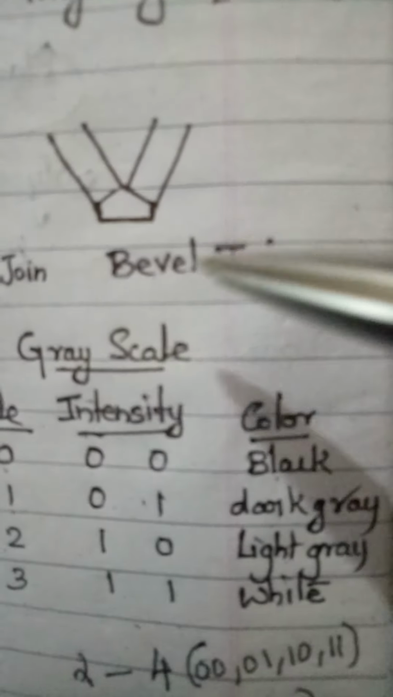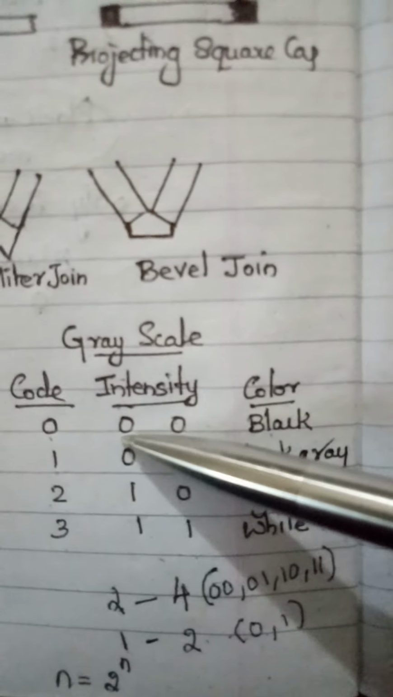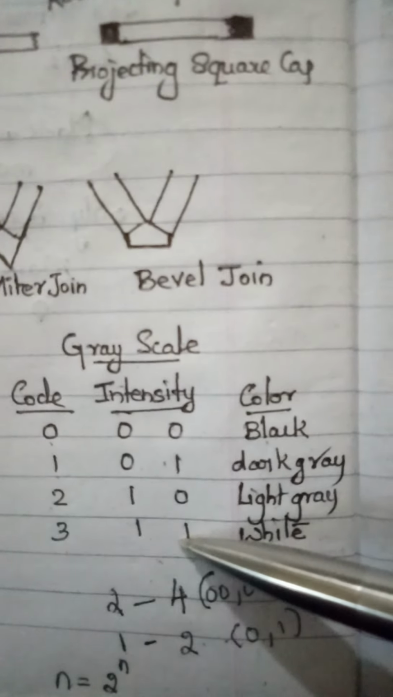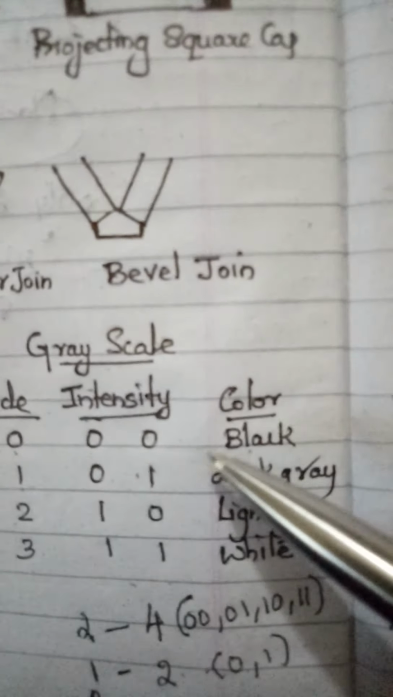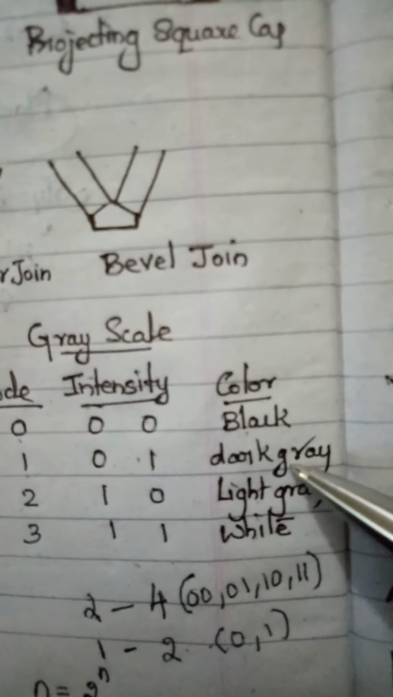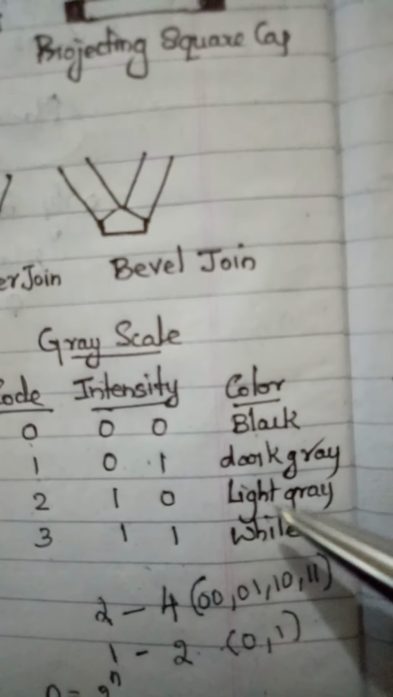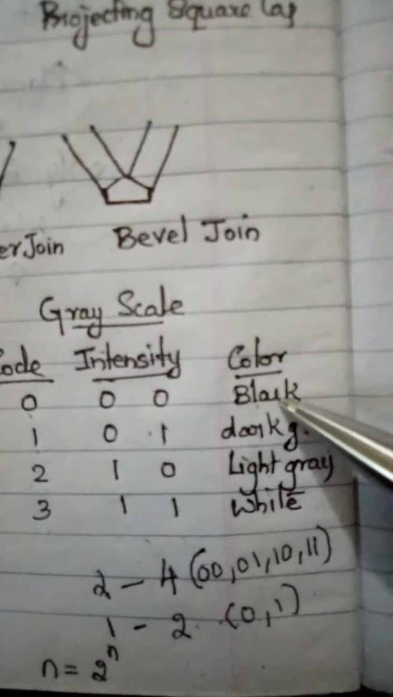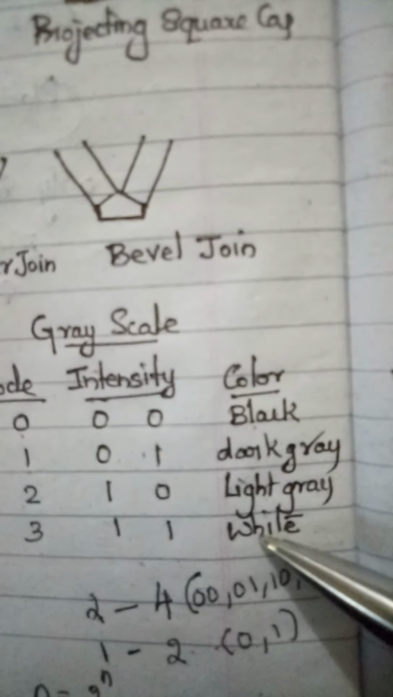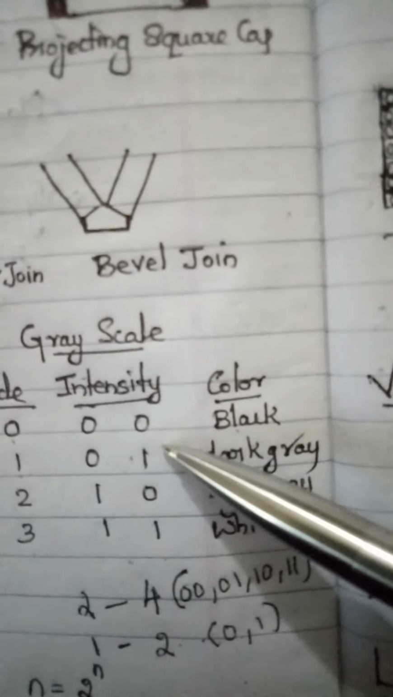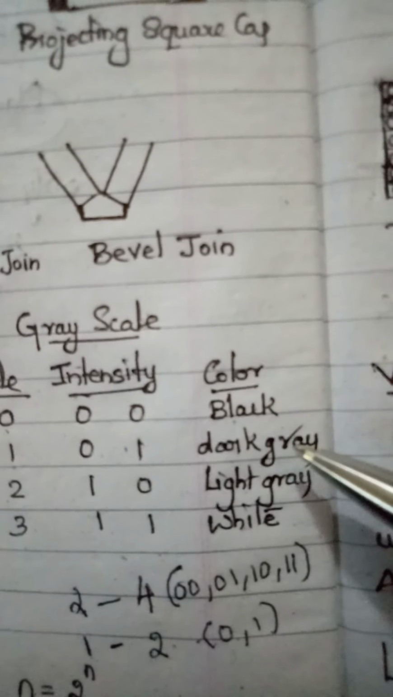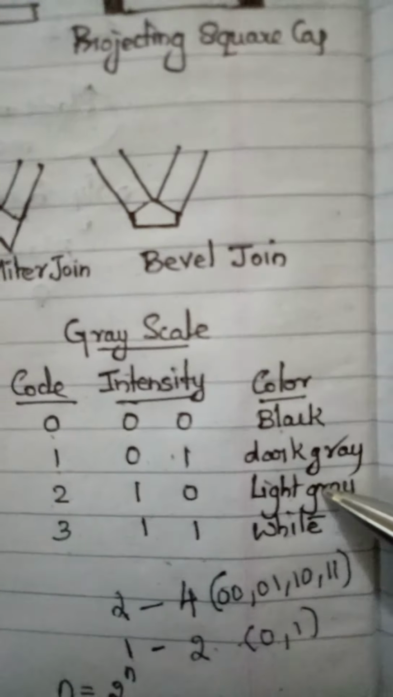Okay, so using that pattern, here I am using 2 bits. With 2 bits I can have 4 different colors, and let these colors be black, dark grey, light grey and white. If both the bits are 0, it represents a black color, and if both the bits are 1, it represents a white color. What happens if only one bit is 1 and the other bit is 0? It represents a dark grey or a light grey.